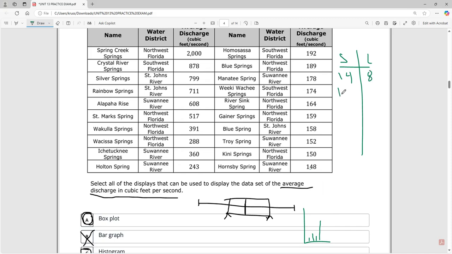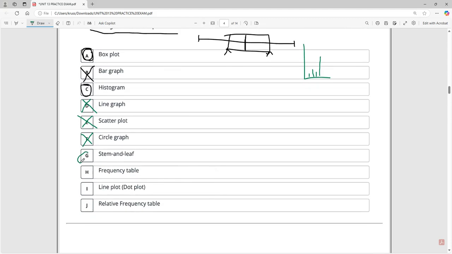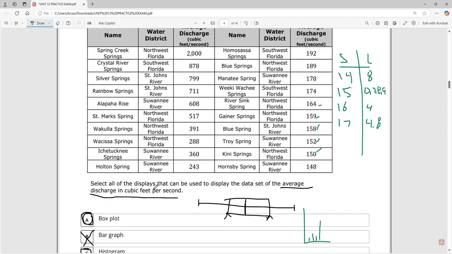If I had 15, my leaf would be 0, 2, 8, and 9. If I had 16, it would be just 4. 17 would be 4 and 8. And so on and so forth. And then that would show me the distribution. So yeah, I can have a stem and leaf graph. Frequency table. Yeah, a frequency table could work.